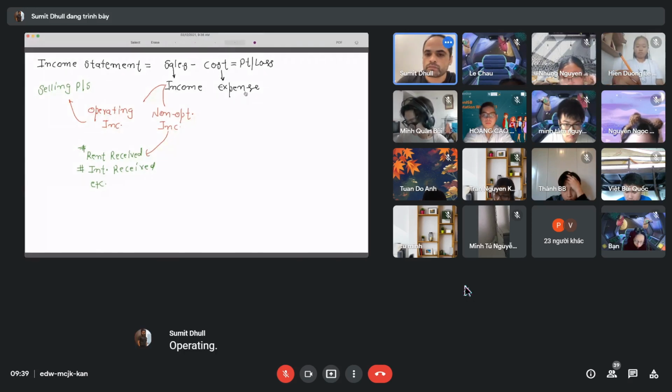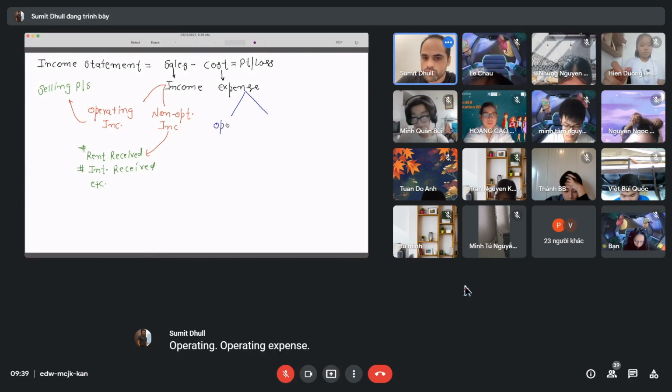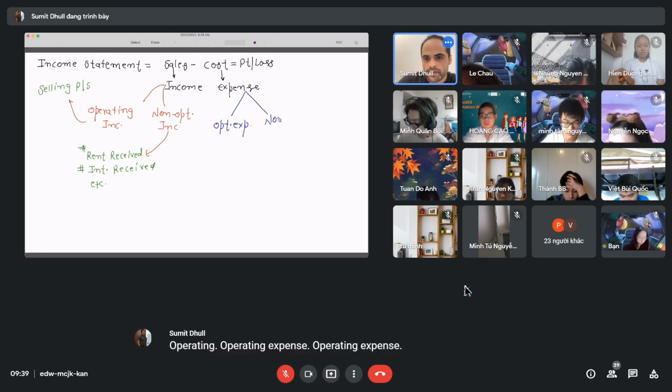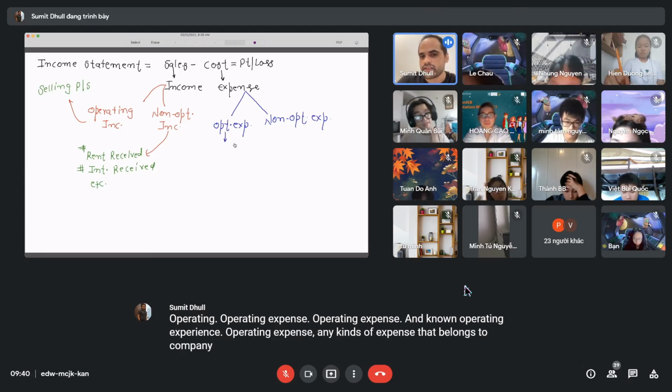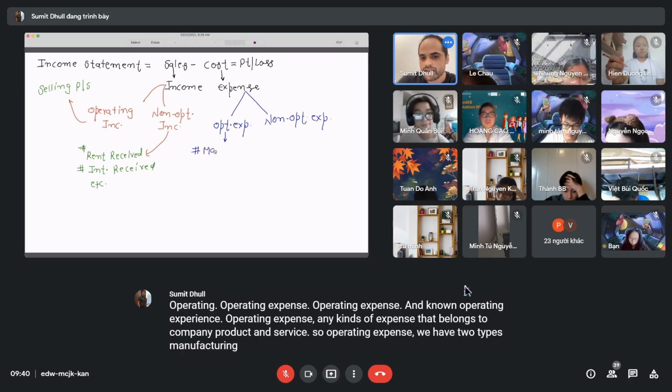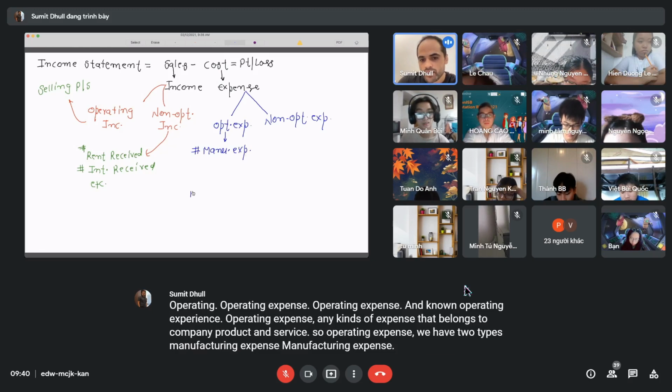Operating expense, and non-operating expense. Operating expense is any kind of expense that belongs to company product and service. So operating expense, we have two types: manufacturing expense, and another one is non-manufacturing expense.